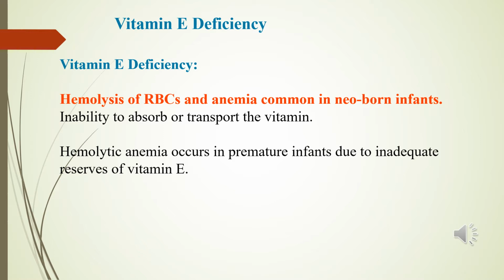patients receiving drugs that inhibit pancreatic lipase, that is responsible for digestion of lipids. So this vitamin is lost with undigested and unabsorbed fats. Hemolytic anemia, due to the abnormality or fragility of membranes as a result of lipid peroxidation, occurs in premature infants due to their inadequate reserves of vitamin E.